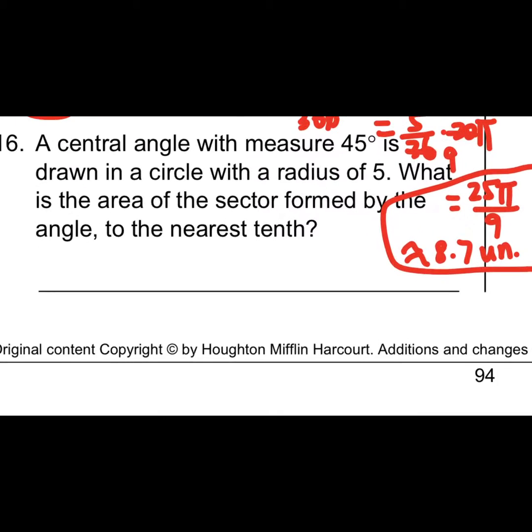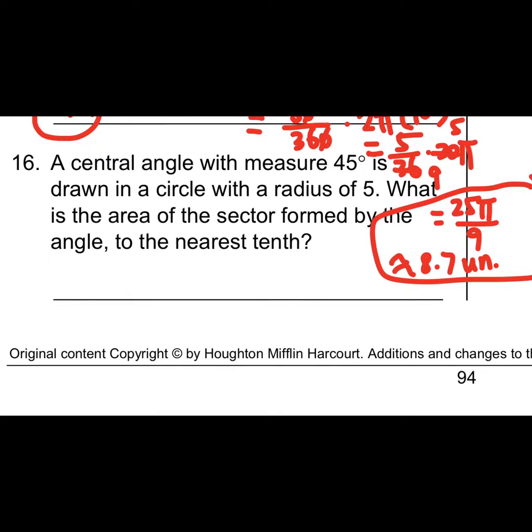Number 16, a central angle with a measure of 45 degrees is drawn in a circle with a radius of 5. So once again, you have a central angle which is 45 degrees, and then the radius is 5. And they're asking you, what is the area of the sector?